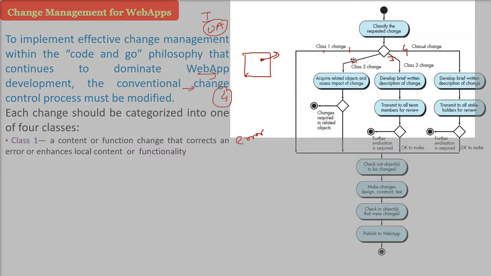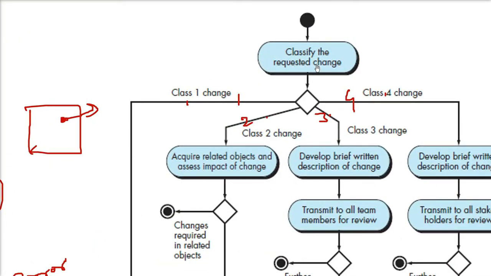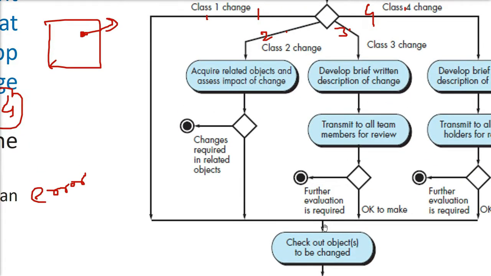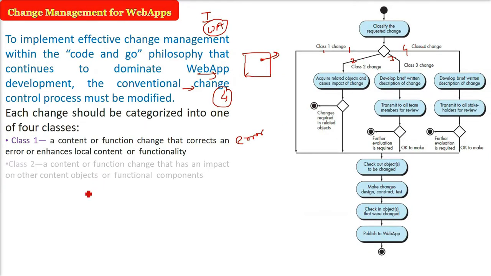Now when you do this, you need to classify the requested change. So we are classifying it as change class 1. When it is done, you don't do anything else. Just check out the object to be changed and make changes in design, construct, etc.